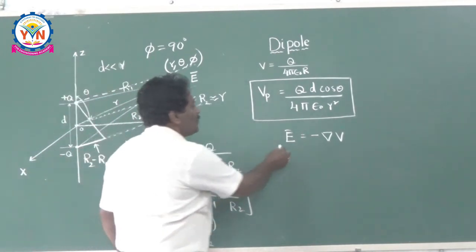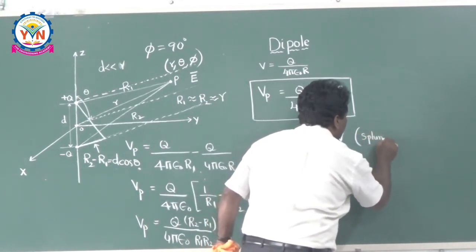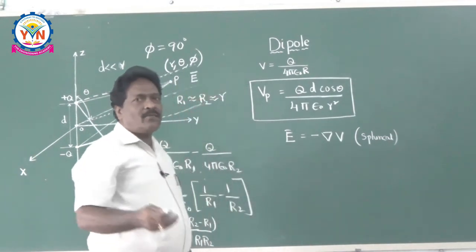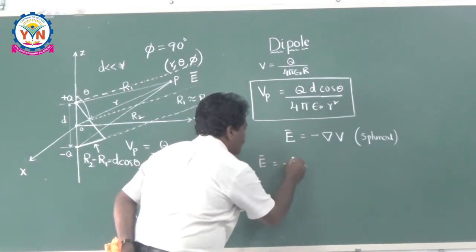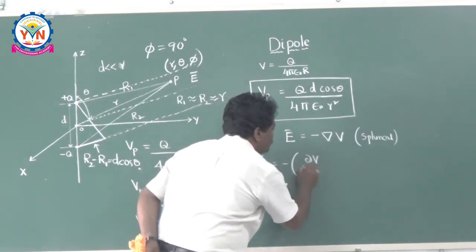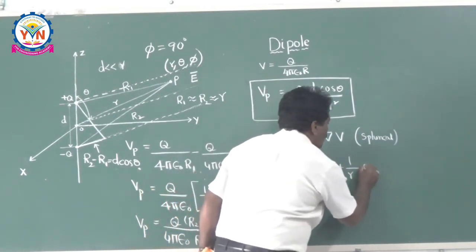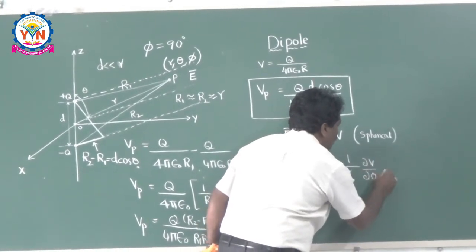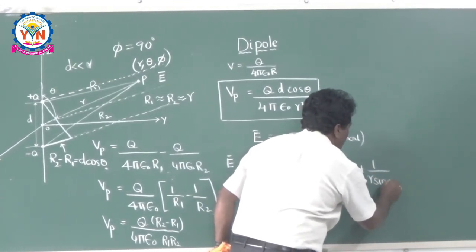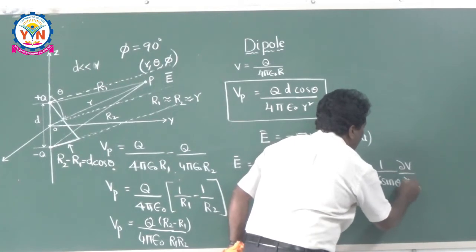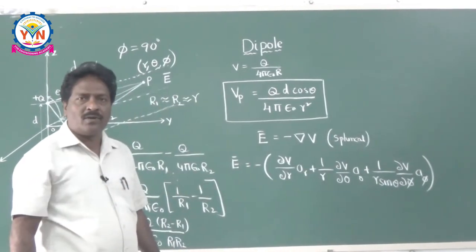And that's why E bar is equal to minus del V. You have to use the formula in the spherical coordinate system; in spherical only you can do this. What is the formula? Already you know, in gradient, E bar is equal to minus, dou V by dou R into AR plus 1 by R into dou V by dou theta into A theta plus 1 by R sin theta into dou V by dou phi into A phi. This is the formula for your del V. It is already known to you.